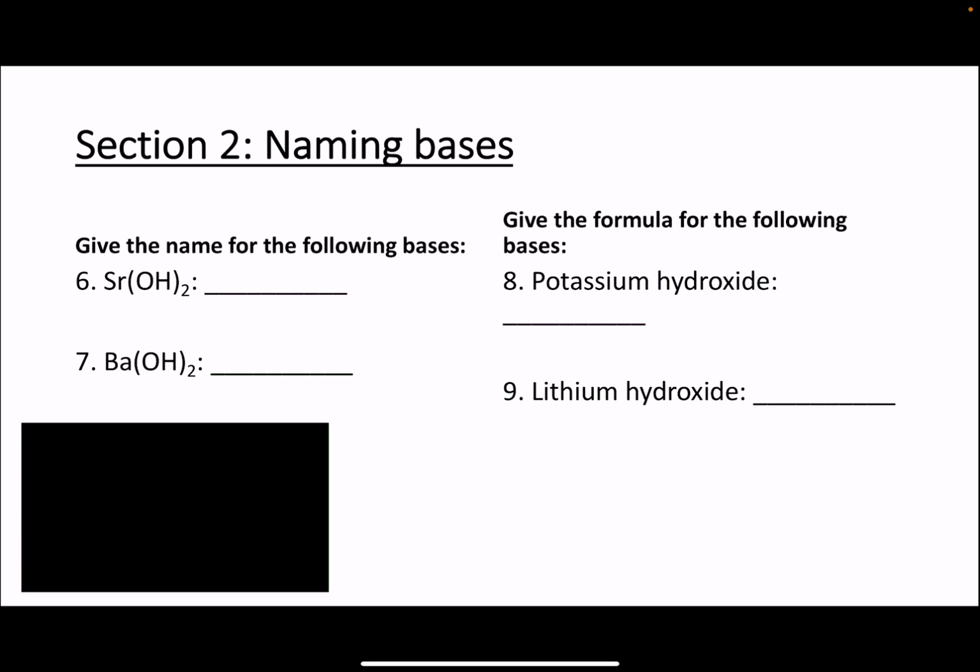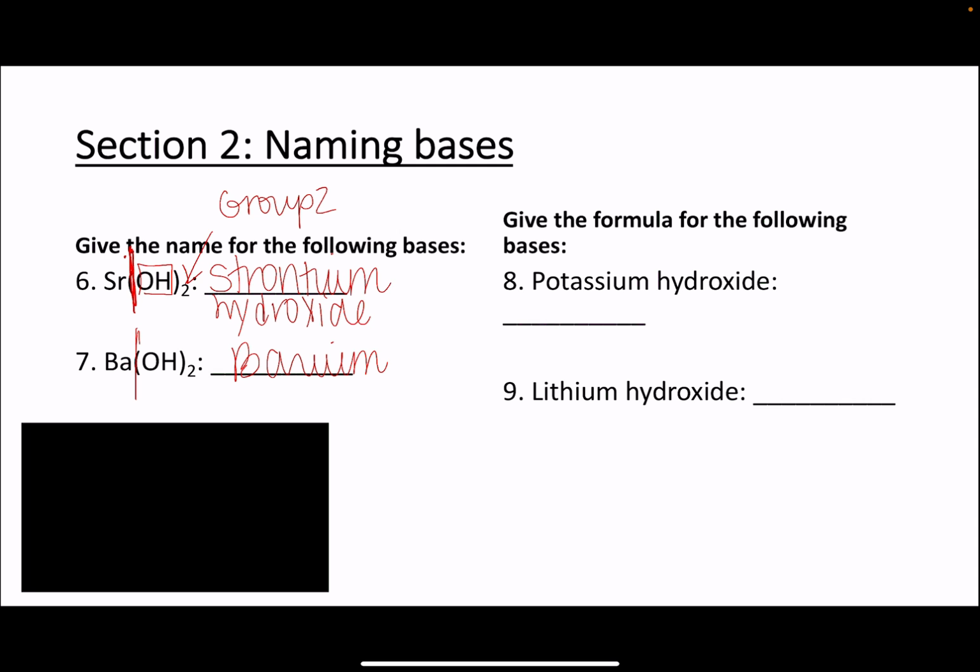Okay, now we're going to name those bases. So when we're naming our bases, we just have to figure out what our cation's name is, and we're not going to change it. So we're going to have strontium, and then we see OH, and that is represented by hydroxide. Now, we don't have to do anything with that 2, that just lets us know that this is a group 2 cation. So for number 7, we're going to have barium, and then we're going to have OH is hydroxide for it.